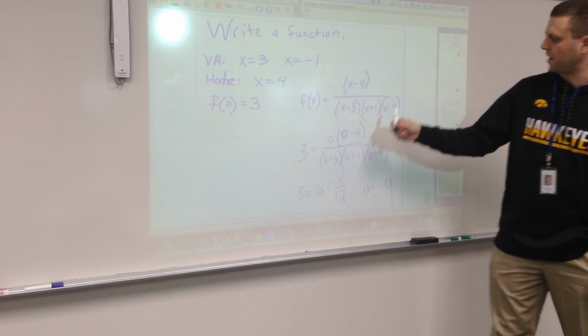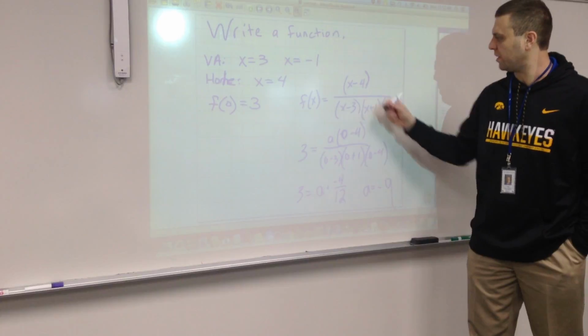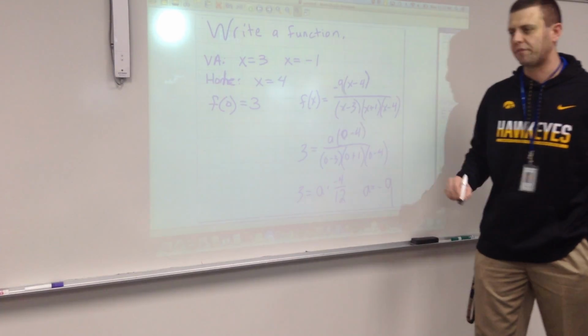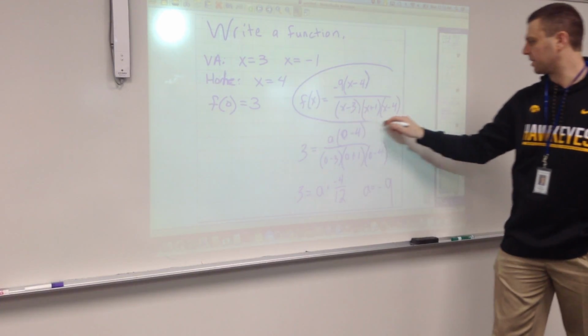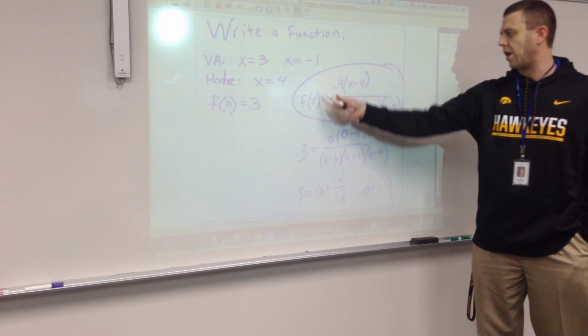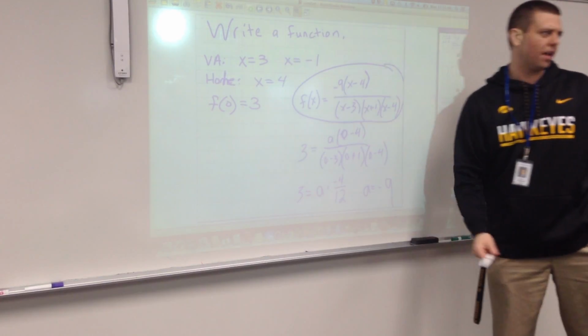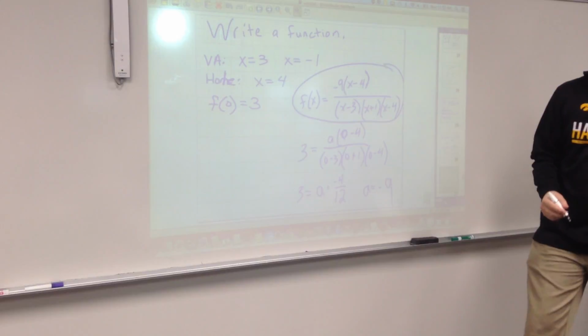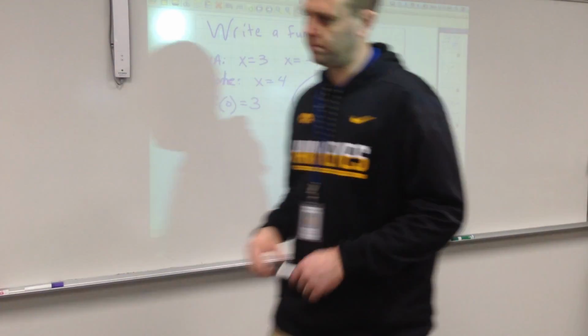So now I'd write my final answer, f of x equals all of this, but I'd throw a negative 9 right out in front. And that would be my answer. Here is a rational function that would satisfy all that information. Are you wanting us to FOIL it out and stuff on the bottom? Nope.